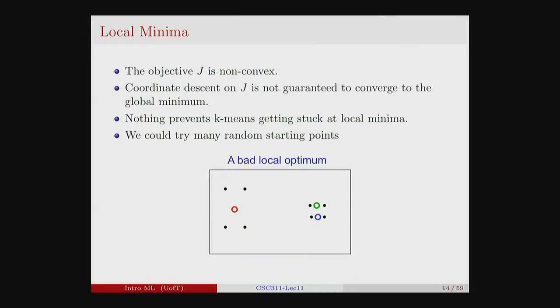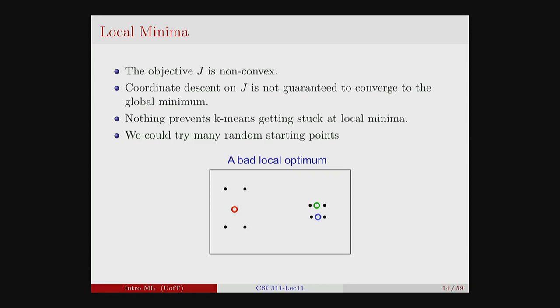But at the end of the day, it is a local heuristic-based optimization of this otherwise non-convex optimization problem. The objective J is non-convex, and coordinate descent on J, or block coordinate descent, is not guaranteed to converge to the global minimum. There are many instances where k-means gets stuck in local minima. One might be, as your colleague pointed out, that it could not use all of the clusters, so that could be a bad local minimum.